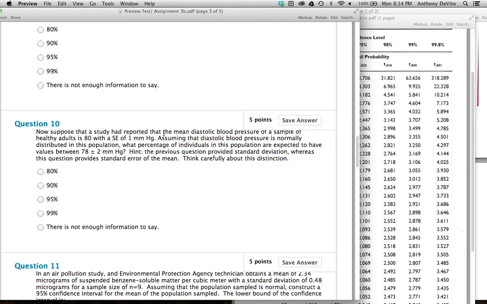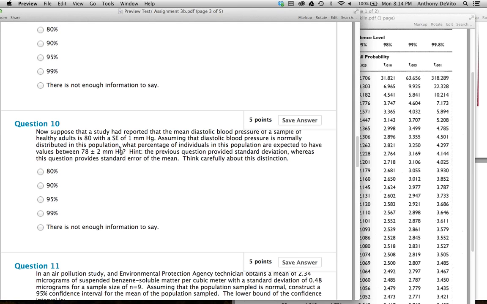Now, suppose that a study had reported the mean diastolic blood pressure of a sample of healthy adults. Sample mean is 80 with a standard error of 1 millimeter of mercury. They already give you the standard error. Assuming that the diastolic pressure is normally distributed, what percentage of the individuals in this population are expected to have values between 78 plus or minus 2 millimeters of mercury? The previous question provides the standard deviation, whereas this question provides the standard error of the mean.